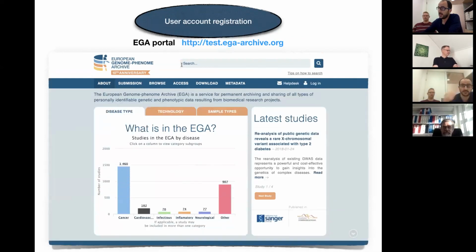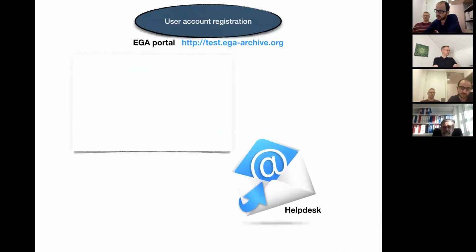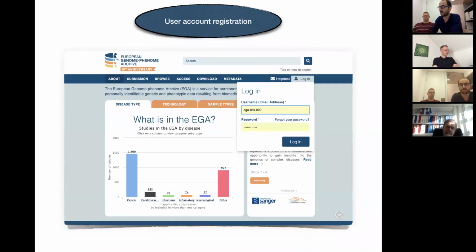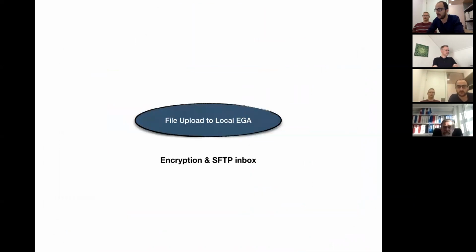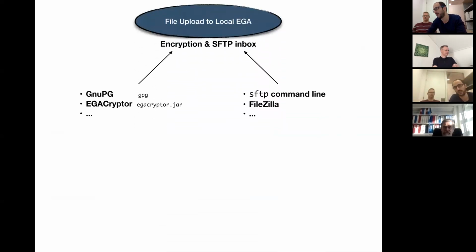This is what they get. So what happens is that ideally, when they have filled in, it sends a message as an email to the help desk. At the moment, this is manual work, but later it will probably be automatic. And the help desk will actually create the user account and the credentials. And the help desk decided that John was not available, so they called this user EGA box 999. After that, they get those credentials, and then they can log in onto the front end. So now they need to upload the files to the inbox. There are 2 parts. They need to encrypt the file, and they need to send the file to the inbox.